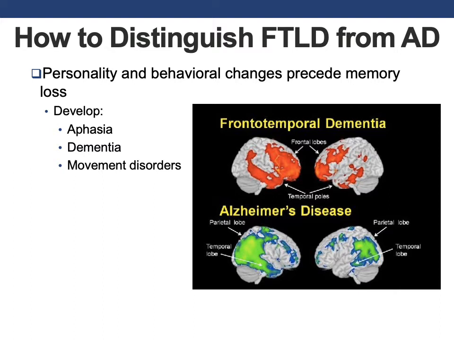Persons with frontotemporal lobar degeneration will also lose the ability to communicate and understand language, called aphasia, early on in the disease process, whereas in Alzheimer's, the patient will not present aphasia until the very end stages of the disease. FTLD patients will also develop dementia, and some will also develop movement disorders.